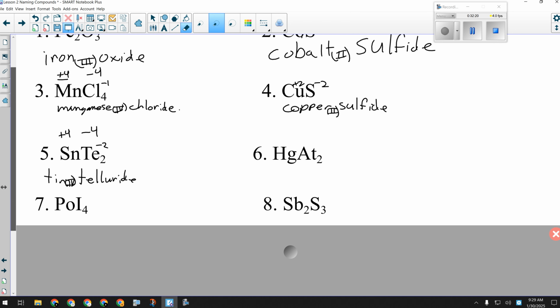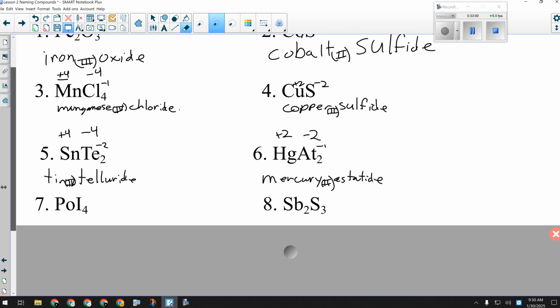Okay. All right, number 6. What does Hg stand for? Mercury. And At is astatide. Now, mercury can also have more than one possible charge, so we look to astatine. It always has a charge of -1, and there are 2 astatines, so we have 2 negative charges in total. That means we've got to get 2 positive charges out of 1 mercury. So this is the mercury with the 2+ charge. So mercury II astatide.